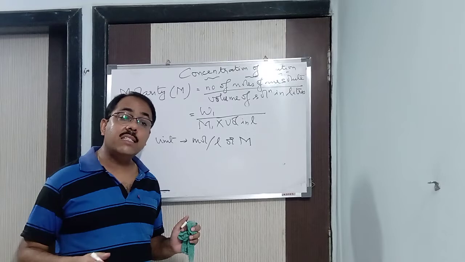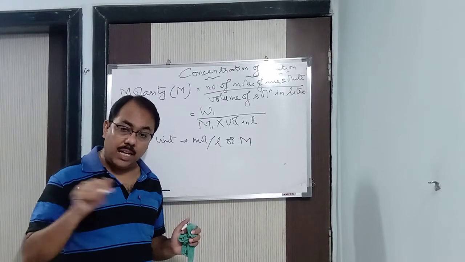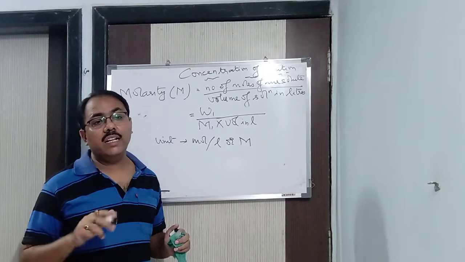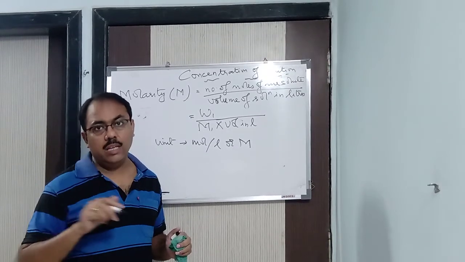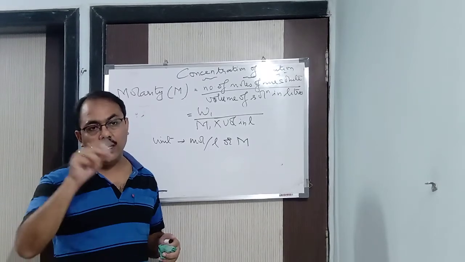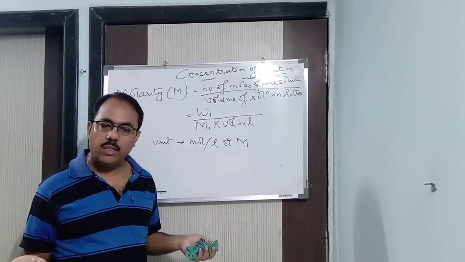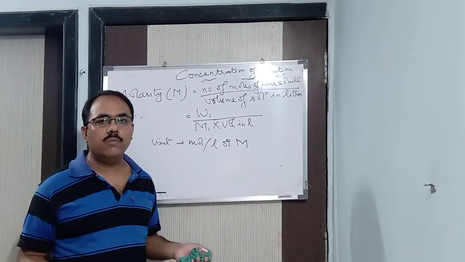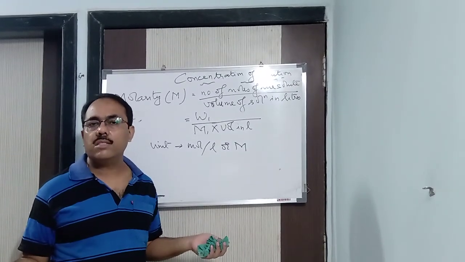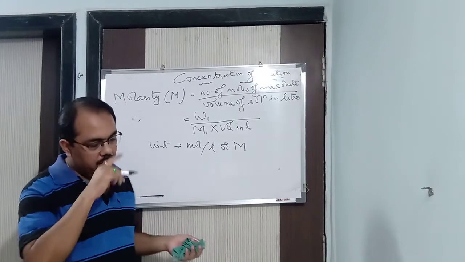When I say decimolar, molarity is 1 by 10, deci. When I say centimolar, molarity is 1 by 100, century. When I say millimolar, molarity is 1 by 1000. In this way, remember it. But a standard solution means the molarity is either 1 molar or 2 molar or 3 molar. That is a standard solution. Clear?